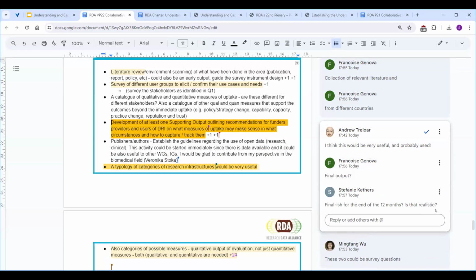Sorry, Stephanie, which one are you talking about? That was the development of at least one supporting output outlining recommendations for various stakeholder groups on what measures of uptake may make sense. Great, thank you. Yeah, great, Liv. That would be wonderful if you could provide that somewhere. We might actually have to start a spreadsheet, unless anyone here is really good with Zotero. I'm not.